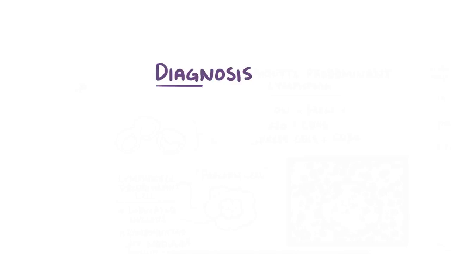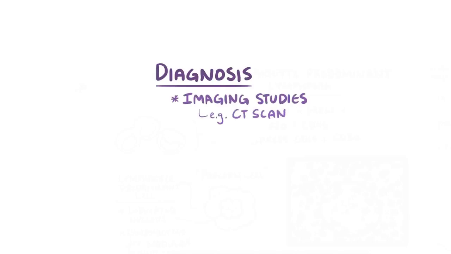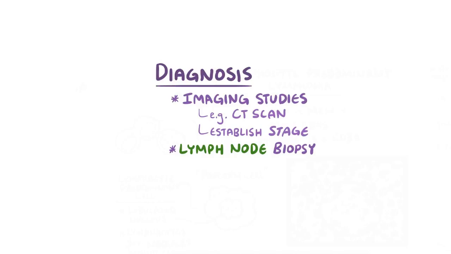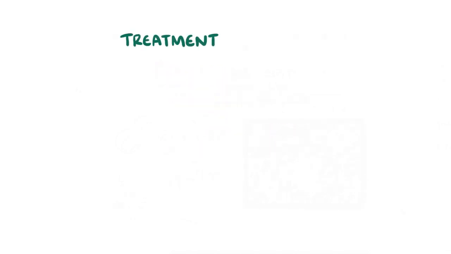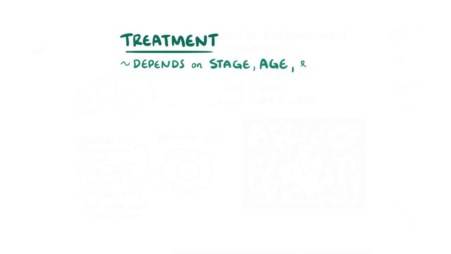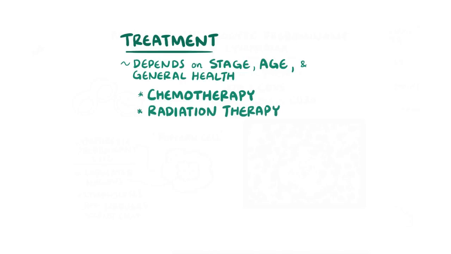For diagnosis, identifying Hodgkin lymphoma often starts with imaging studies, like a CT scan, which can help establish the stage of a lymphoma. Also, a lymph node biopsy is required for diagnosis. The treatment of classical Hodgkin lymphoma depends mostly on the extent or stage of lymphoma, as well as other factors like age and general health of the individual, and other illnesses they might have. Options include chemotherapy as well as radiation therapy.